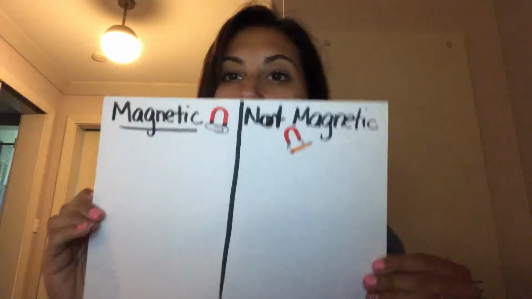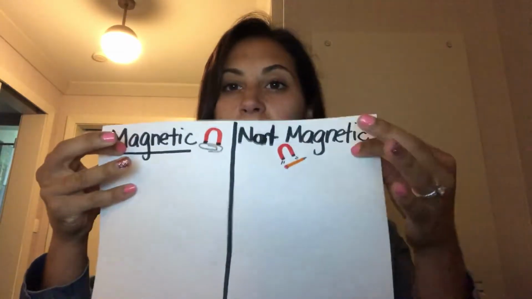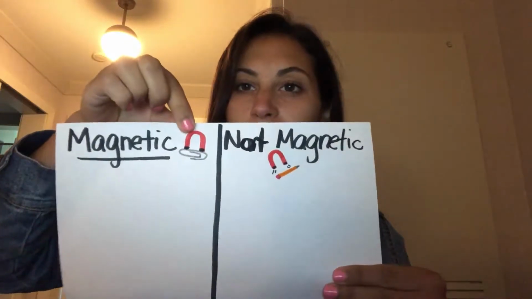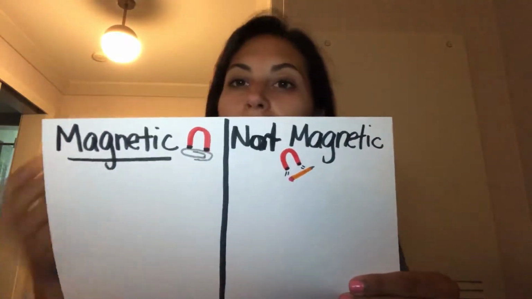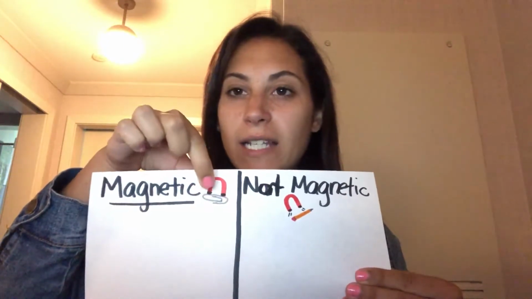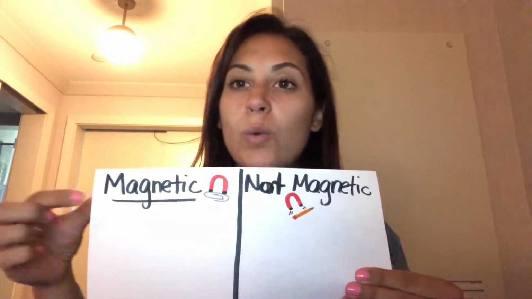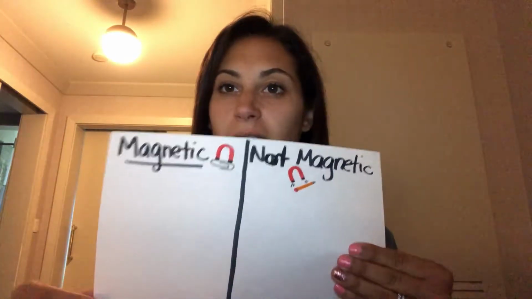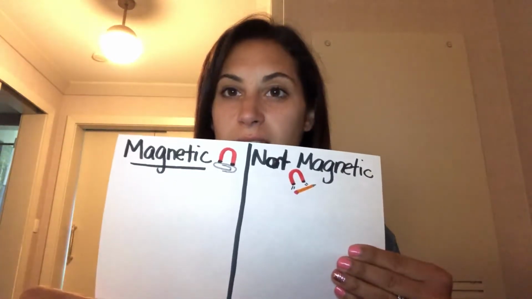Students will be participating, and then we will be organizing the different objects with pictures and the words on the board as magnetic and non-magnetic. I will have pictures displayed so that students understand what the word magnetic means. So in this case, the paperclip is sticking to the magnet. It's attracted to the magnet, which means that it is magnetic. So all objects that stick to the magnet are going to be on this side.